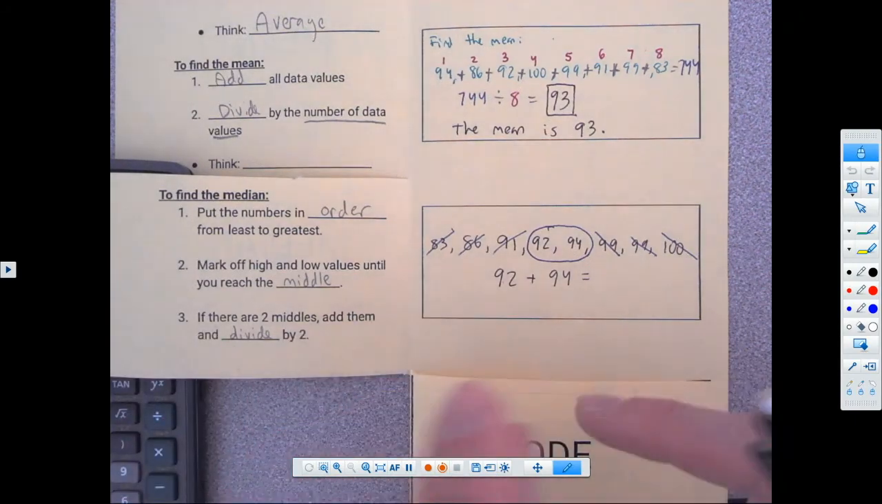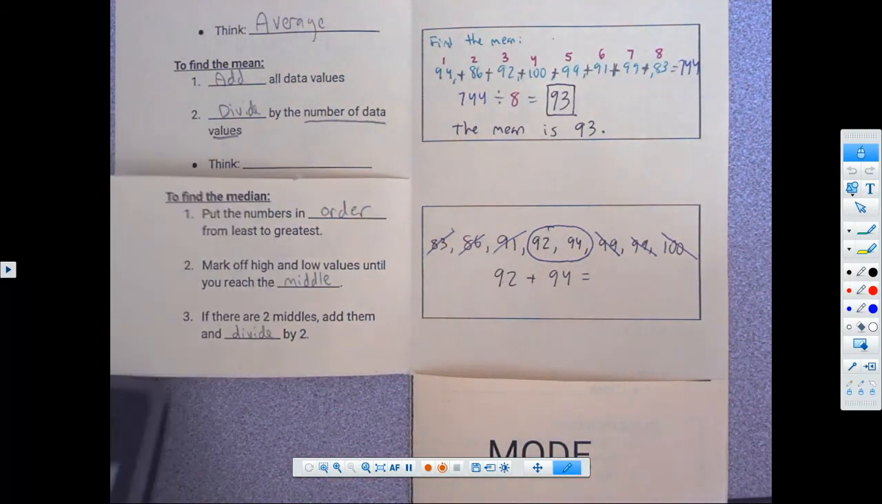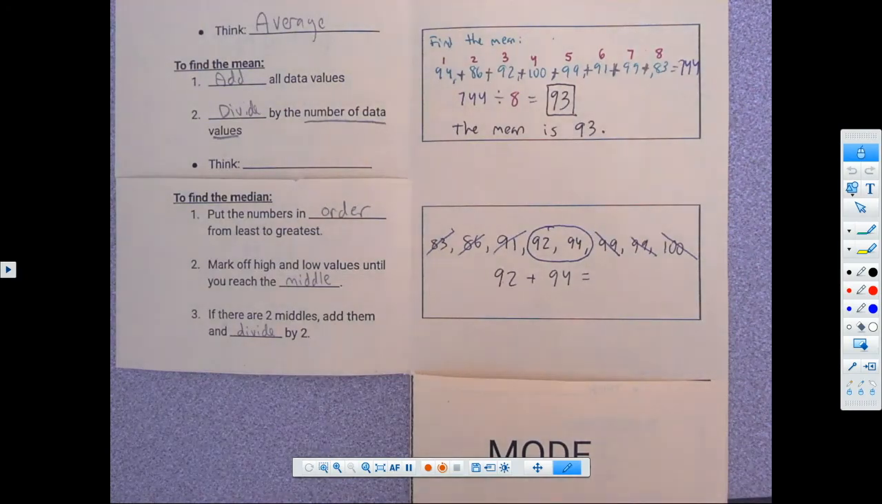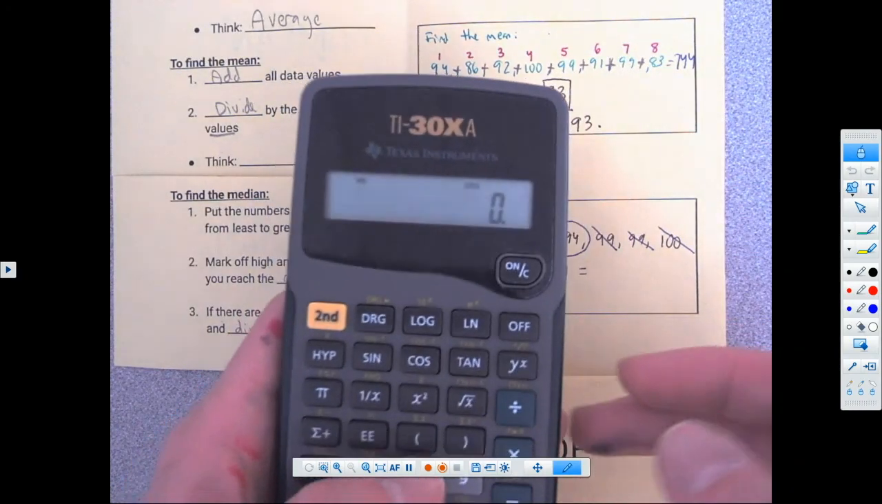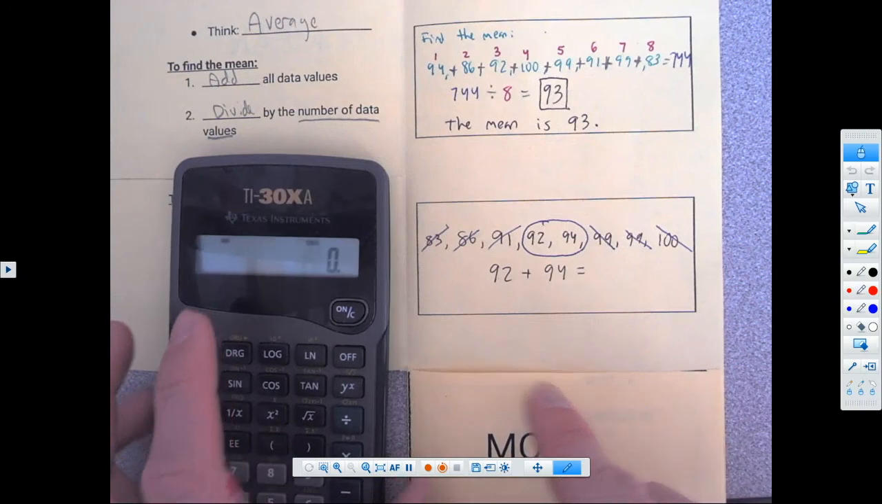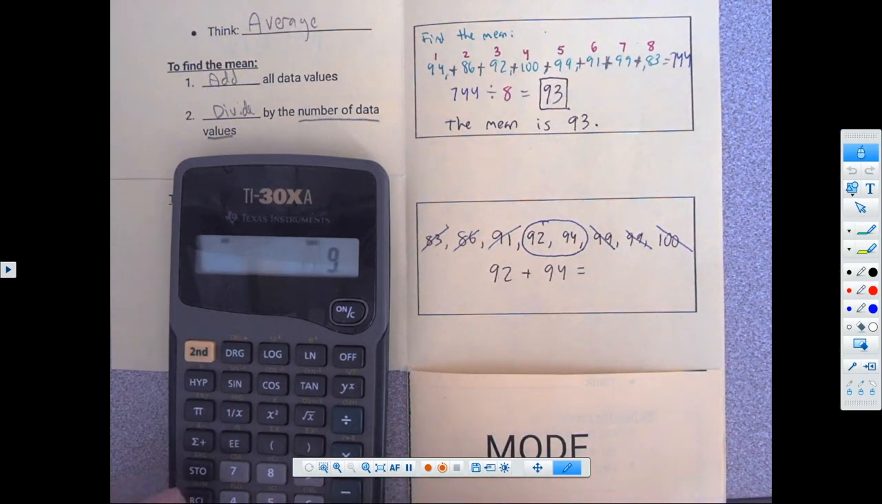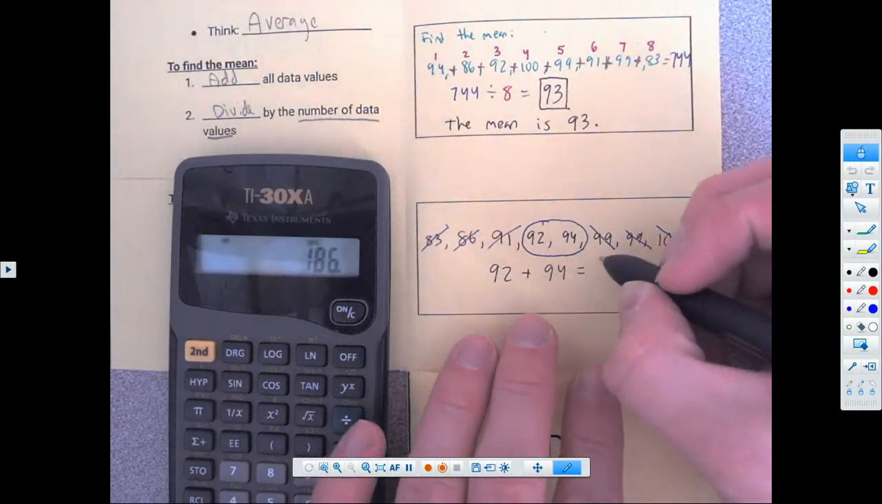Anyway, we're going to add those 2 together. Again, you could do it by hand and say that it's 186. I can do that in my head. But I'm going to go ahead and actually just do it because I just want to. 186. What did I tell you?